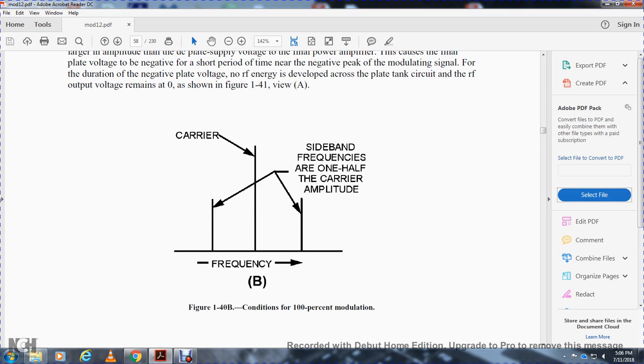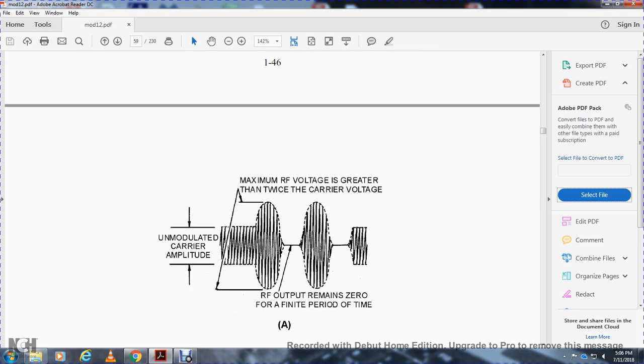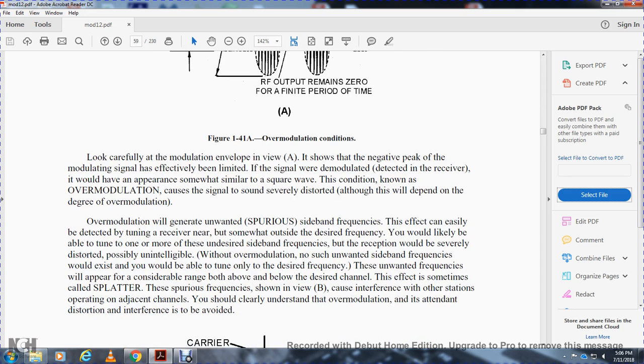Alright, Figure 140B shows the condition of 100% modulation. The carrier in between the sideband frequencies is one half the carrier amplitude. Alright, the unmodulated carrier amplitude. The maximum radio frequency voltage is greater than twice the carrier voltage. The radio frequency output remains at 0 for a finite period of time. Look carefully at the modulation envelope in View A. It shows the negative peak of the modulating signal will effectively be limited, with the signal at a demodulating detector. The receiver output would have an appearance somewhat similar to a square wave.